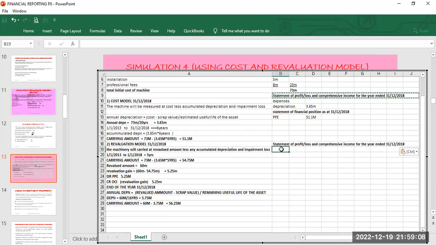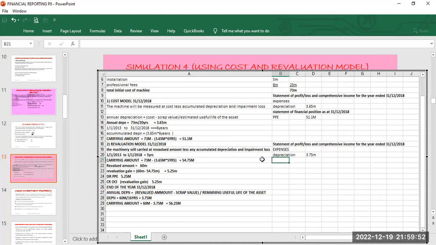For this, first of all, we have the depreciation. We go to the expenses. We have depreciation. Now we are taking this 3.75 million. 3.75 million.